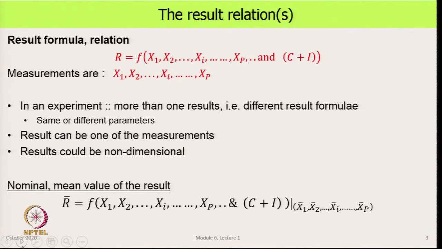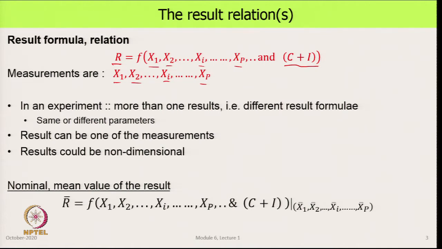So, what we have in an experiment is a result formula relation, one or more depending on the type of the experiment. R is the result, which is a function of the various parameters and of course, some constants. And in the experiment, we measure the different parameters x1, x2, xi, xp.